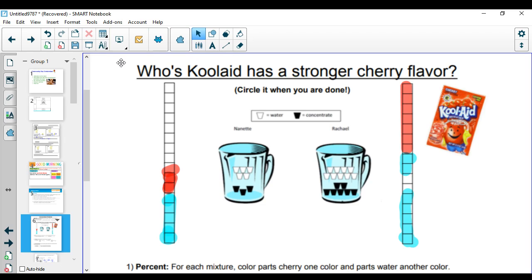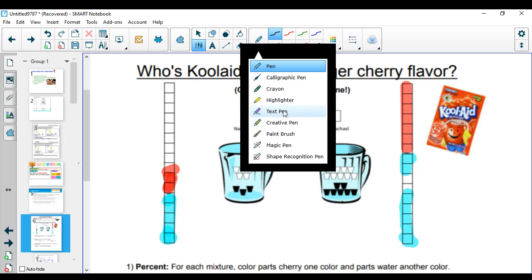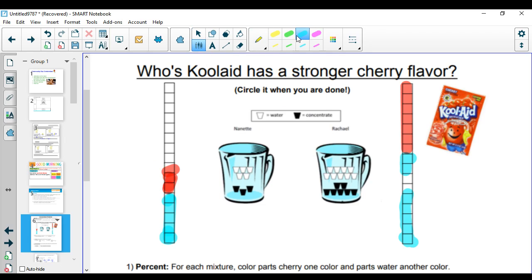All right, so we've got two recipes of Kool-Aid. And the first thing I did was I colored each recipe and showed red for how many parts concentrate, which is the cherry flavor, and how many parts water is my blue. So I'm just going to quickly get this missing part water in here.